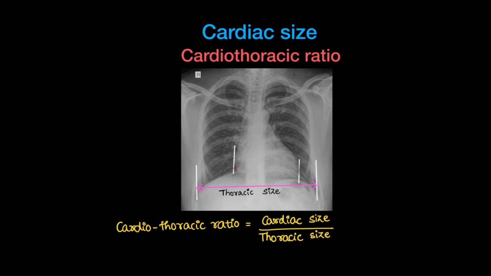So first, draw a line through the spinous processes in the midline. Measure the maximum dimension of the right heart border to the spinous process and the left heart border to the spinous process. So you get two distances, that is distance A and distance B. This is A, this is B. So A plus B will be your maximum cardiac diameter or cardiac size on X-ray. This you have to divide by the thoracic size.